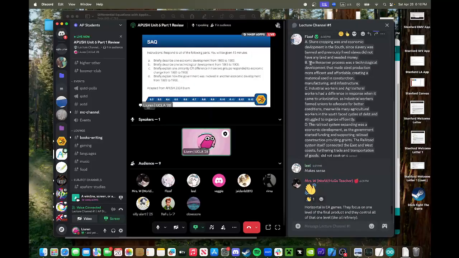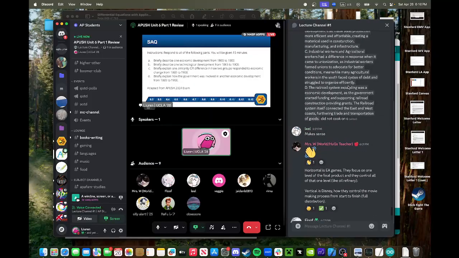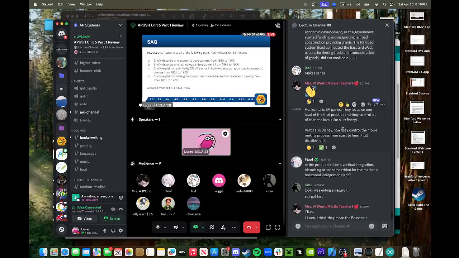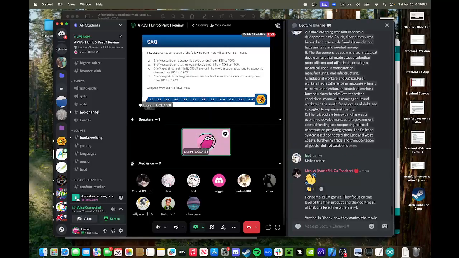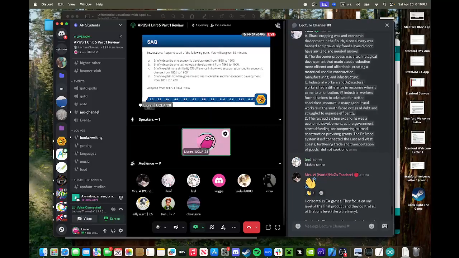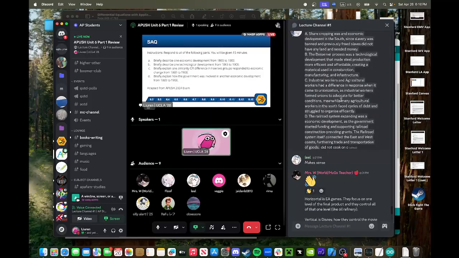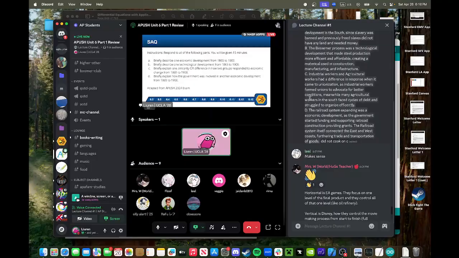Hold on, let me reread this again. Make sure that I'm not missing the development that made it creating a material used in production. You know, you could read it that way. I don't think that key detail is going to be the deal breaker for the point. I think you described it quite well. Well, not quite well, but you did describe it. You did demonstrate an understanding of it, which is what I'm only looking for.